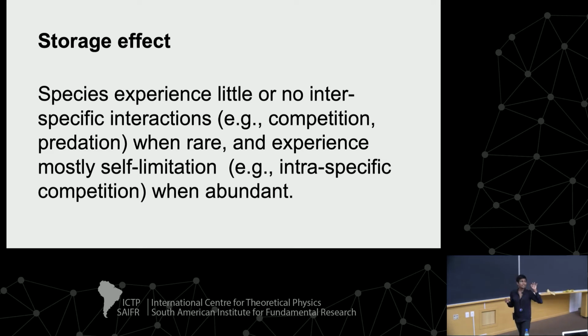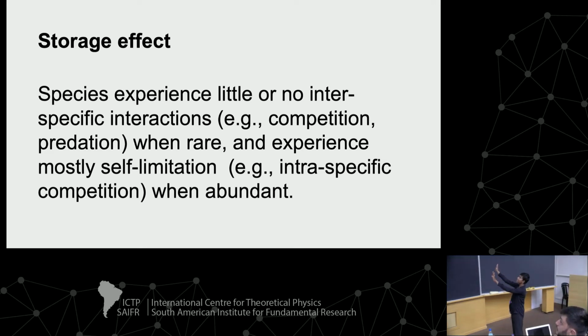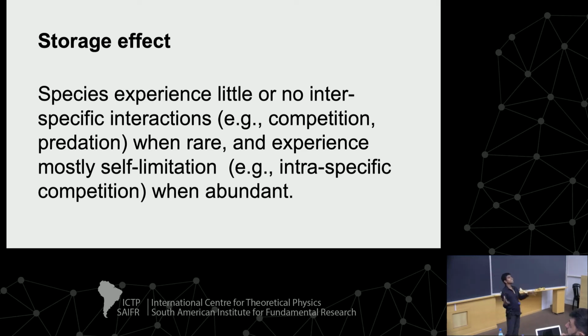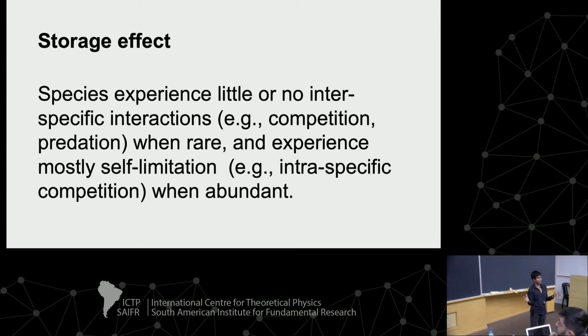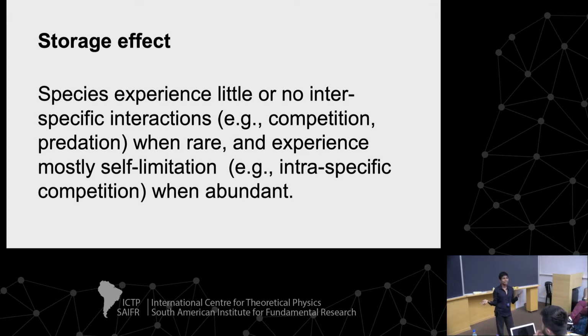So the idea is very simple. Species experience little or no interspecific competition or interspecific interactions for that matter when they are rare, and they mostly experience intraspecific competition when they are abundant. What should that tell you right away from what we know based on my lectures earlier? Self-limitation is very important, right? So if you are mostly self-limited when you're abundant, what can you say about some sort of stable equilibrium? It's more likely than not, right?